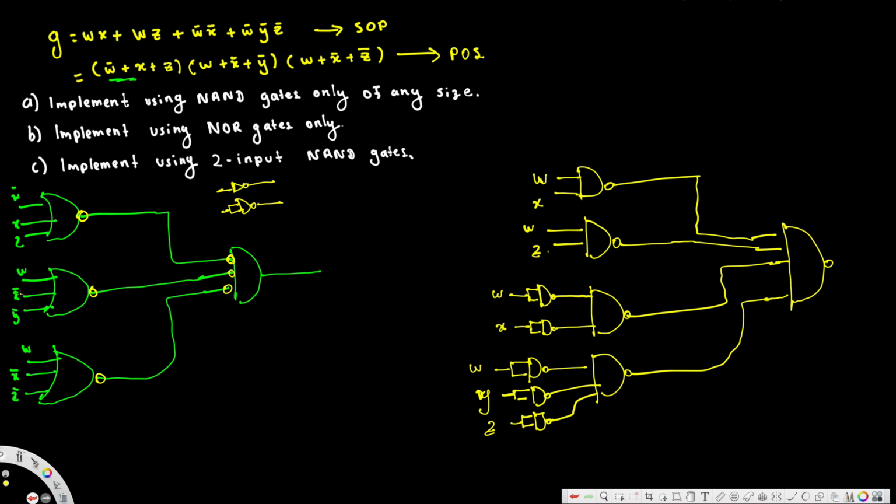So we can replace this X bar, Y bar, because what does X bar mean? X is going through a NOT gate. So we can replace that NOT gate with a NOR gate also. The NOR gate will look like this. Okay, so it's going to be the same as this one. We are going to change this one using De Morgan's theorem.